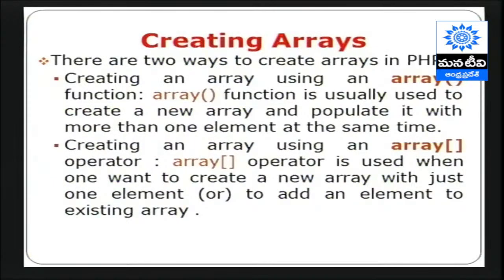Arrays can be created in two different ways, one using the array function and the other using the array operator. The array function is used to create a new array with n number of elements, where we can create an array with more than one element at a time, whereas the array operator is used to create an array with just one element, and also to add an element to an existing array.